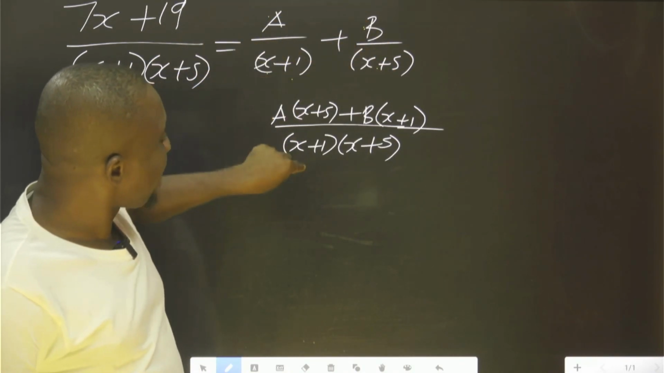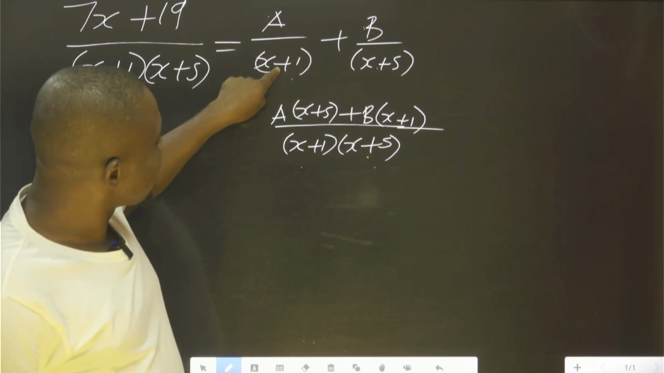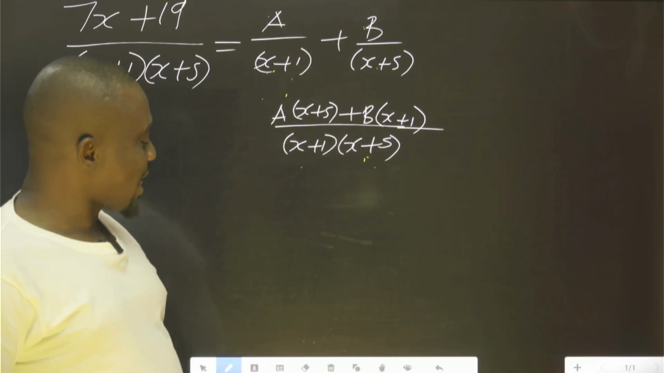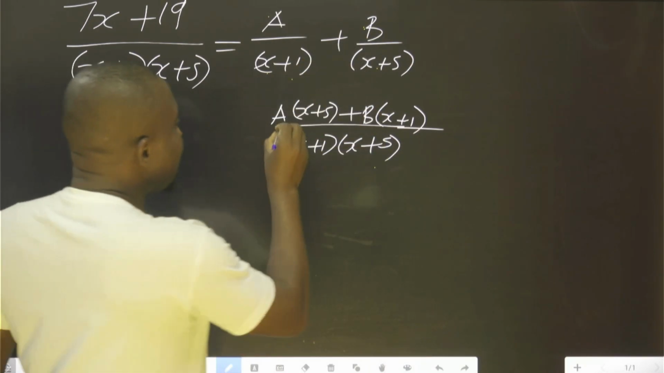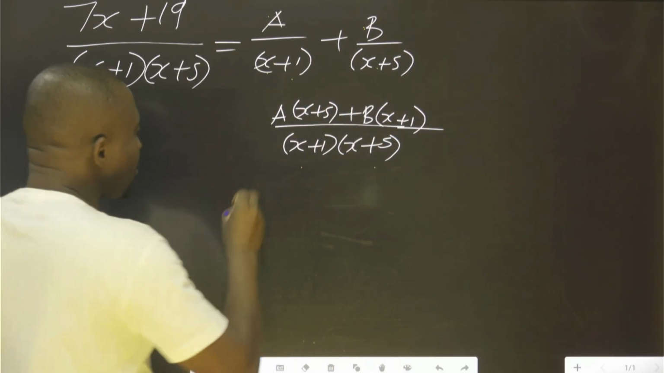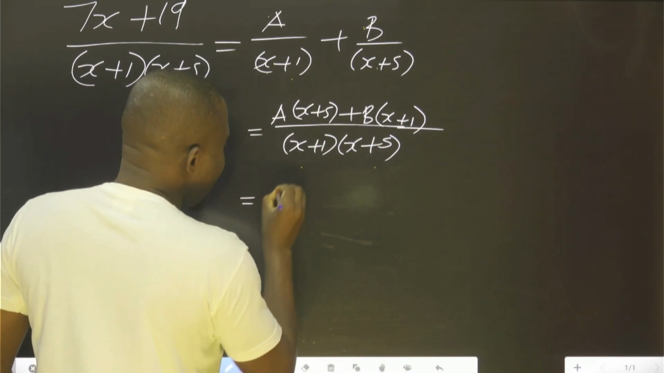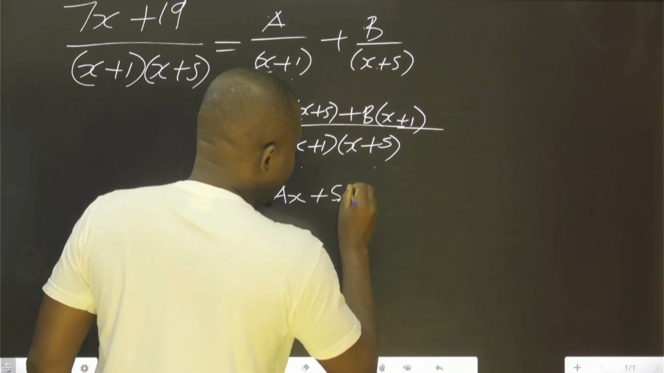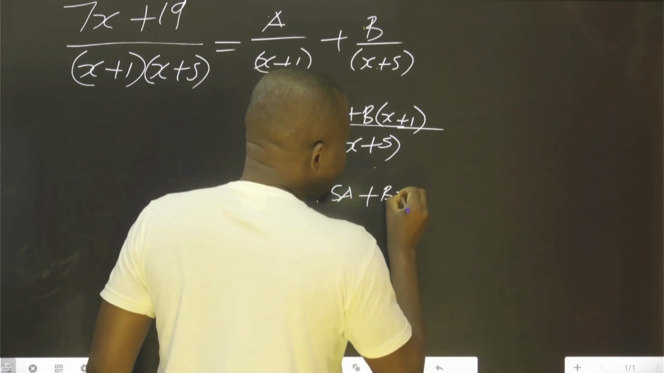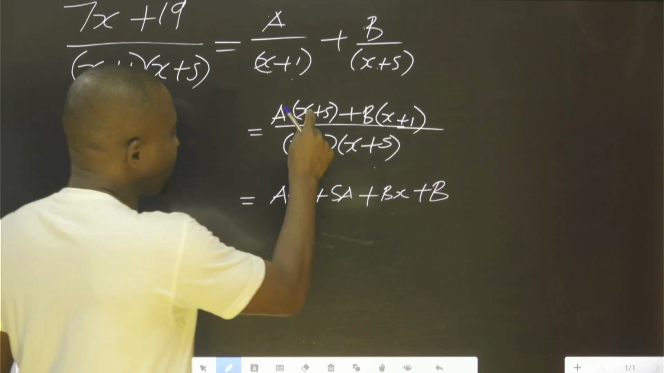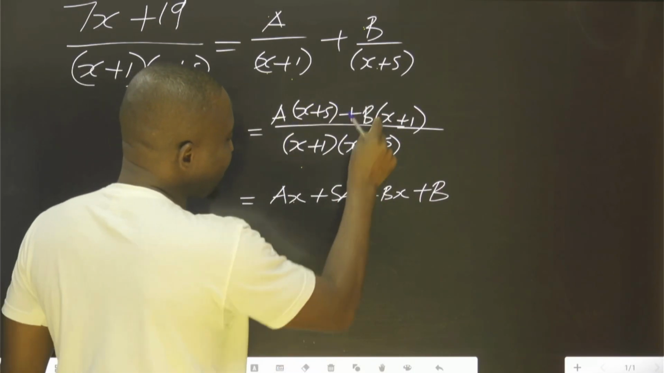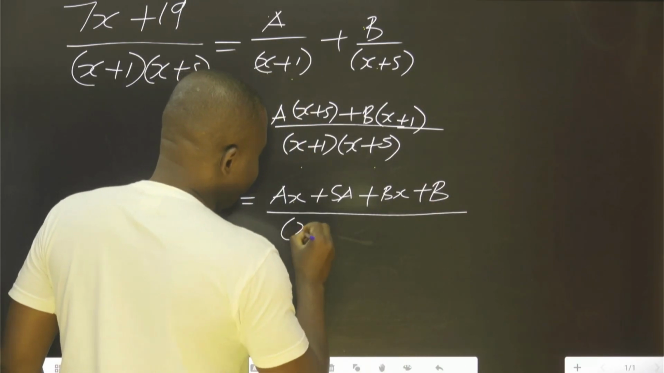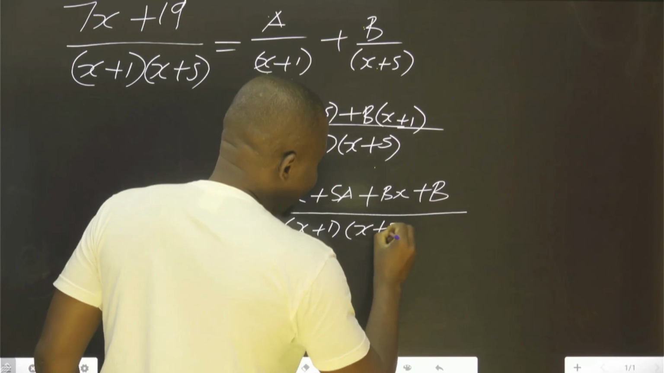We find the LCM, we have this. We divide everything here by this. This is remaining. Multiply by this, we have this. The same thing for the other side. Now, let's expand this. That is As plus 5A plus Bs plus B. This multiply by this, this multiply by this, this multiply by this, this multiply by this. Now, all over s plus 1, s plus 5.